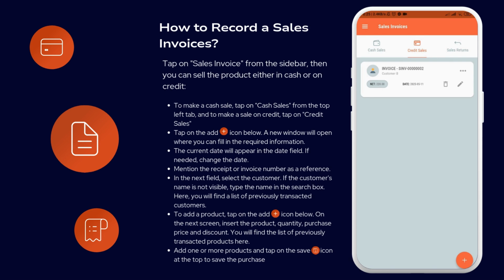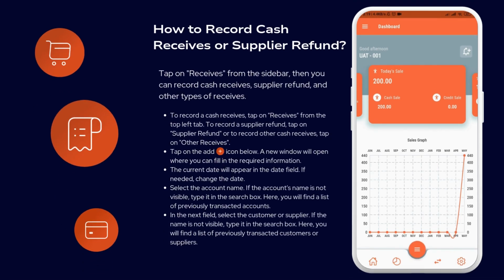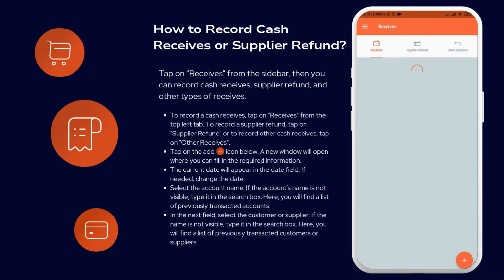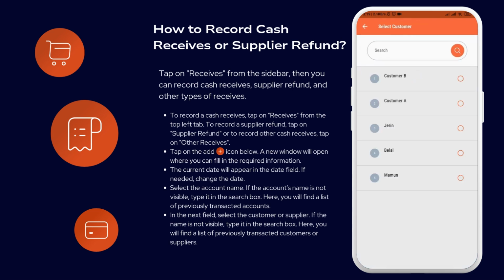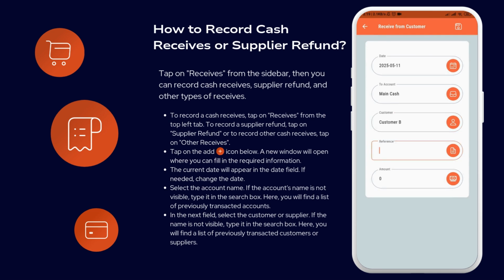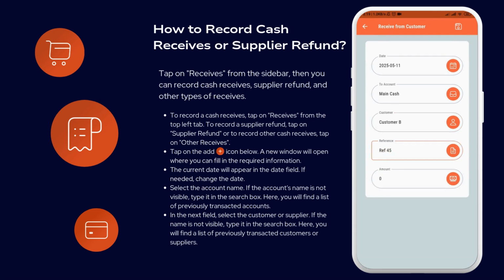Let's see how to record a cash payment from a customer when that payment is received. To receive cash, tap on the Receipts option from the sidebar. Then tap on the Add icon below and a new window will open. Next, we need to select the payment date. Select the account where the payment will be received and select the customer. If there is any reference, you can mention it and save the receipt with the payment amount.